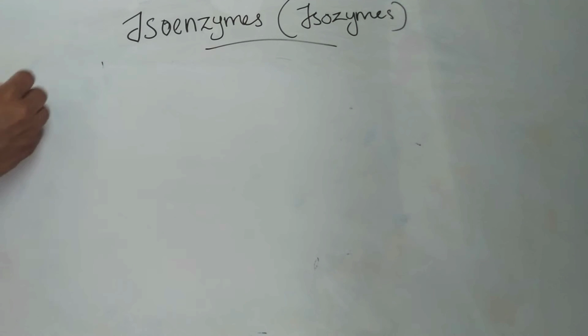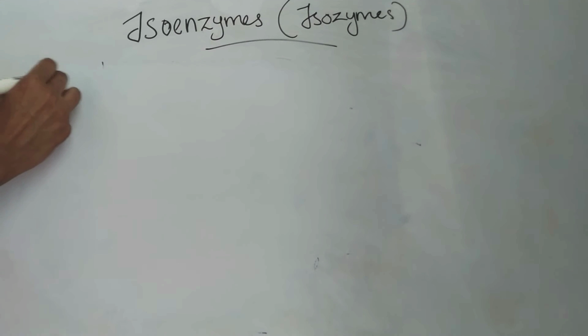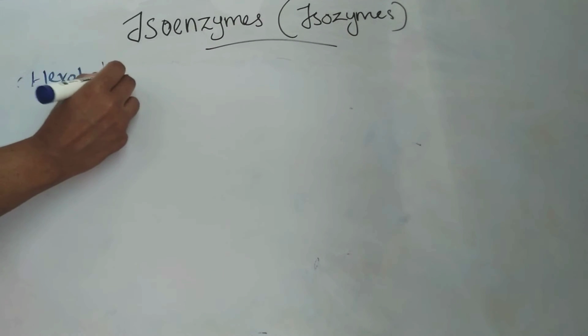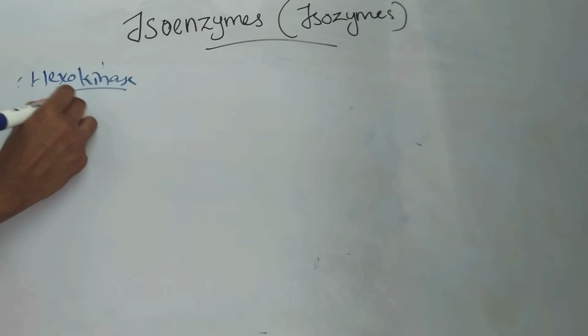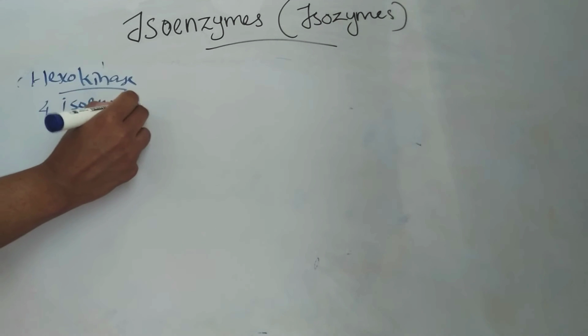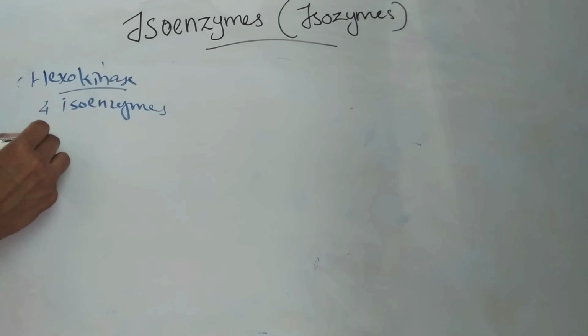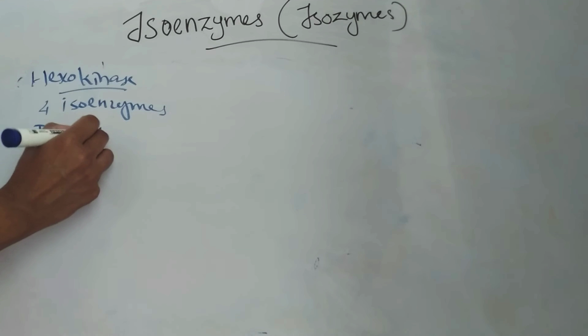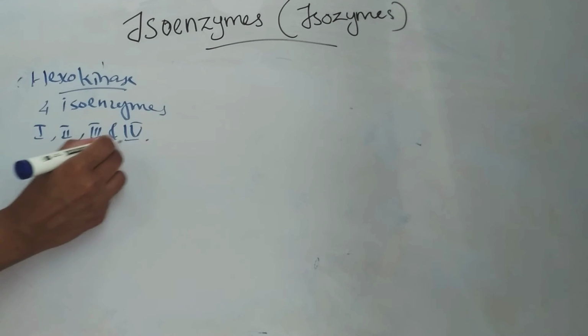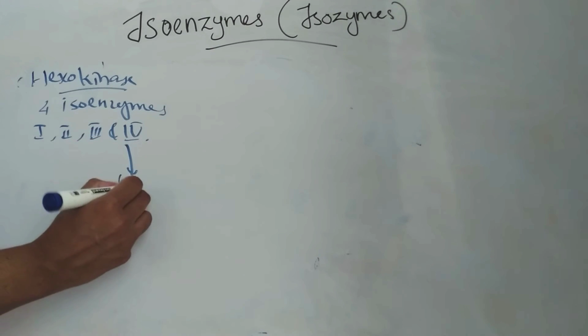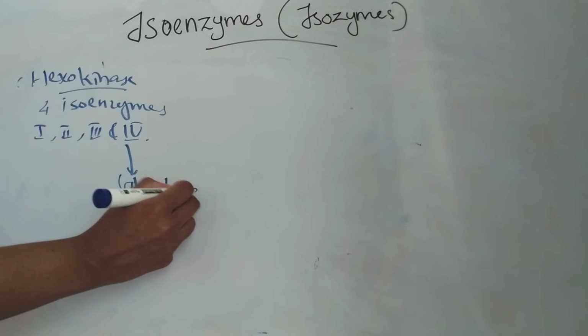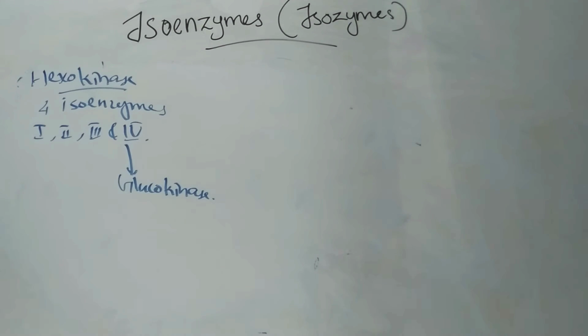The next one is hexokinase. Mainly 4 isoenzymes are there, that is hexokinase 1, 2, 3 and 4. In this, hexokinase 4 is known as glucokinase. So these are the common examples of isoenzymes.